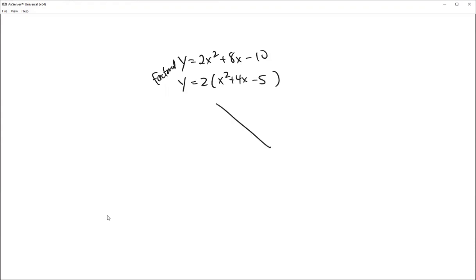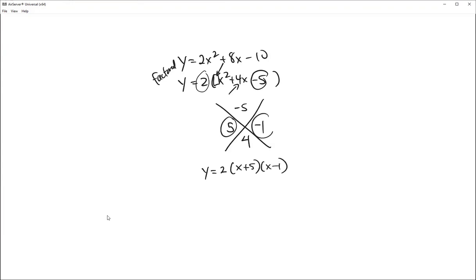And if you factor this out, this is negative 5, a times c, and a is 1, so it's negative 5, and then b is 4. Two numbers that multiply into negative 5 and add up to 4 are 5 and negative 1. A lot of people put the 2 above the 5 and the 1. Please do not do that. It has to be inside the parentheses if you want to do that. So the factored form is y is equal to 2 times x plus 5 and x minus 1. So the 5 and the negative 1 go here and here.